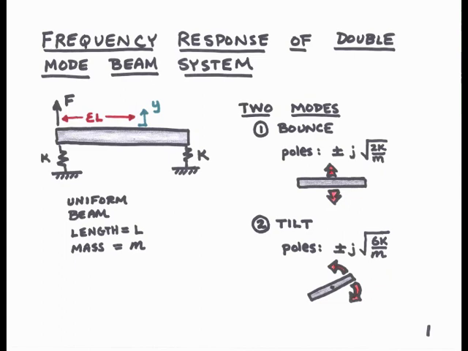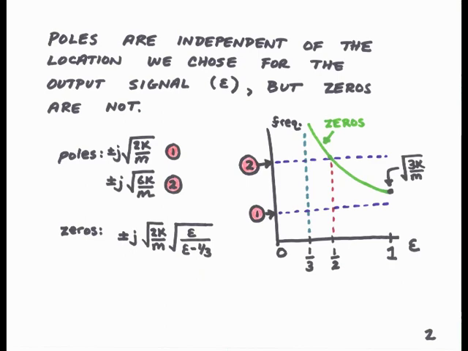We found the transfer function for this system before, in terms of the poles and the zeros of the system. And we saw that the poles were independent of where the output was located, but the zeros depended upon the output location. The zeros were plus and minus j square root of 2k over m times square root of epsilon over epsilon minus 1/3, where epsilon told how far the output location was down the beam.